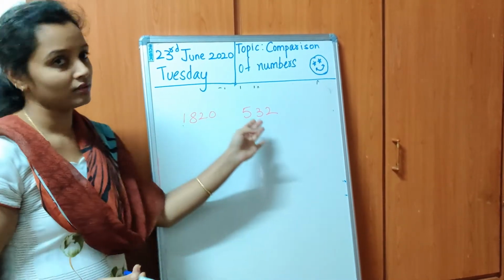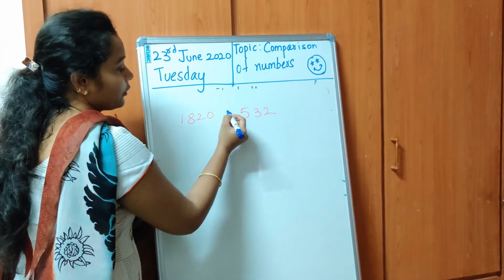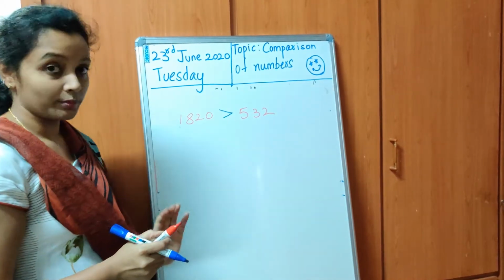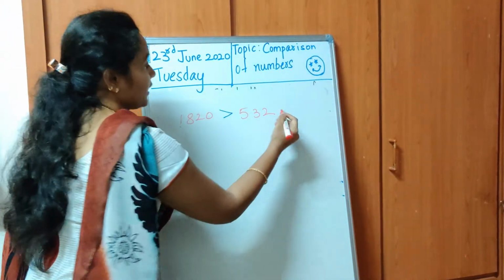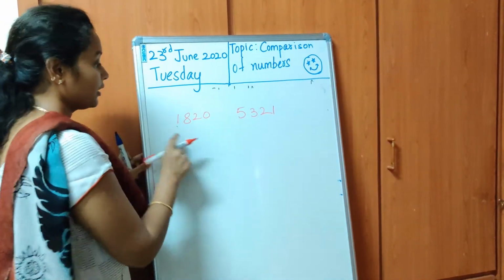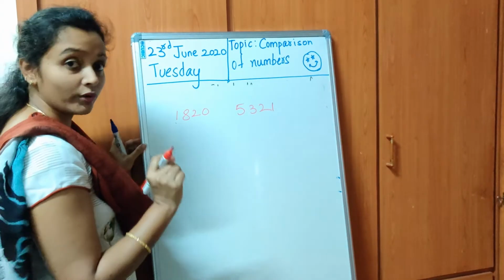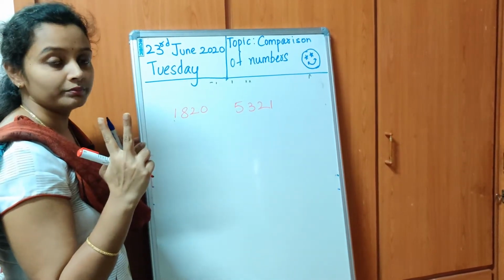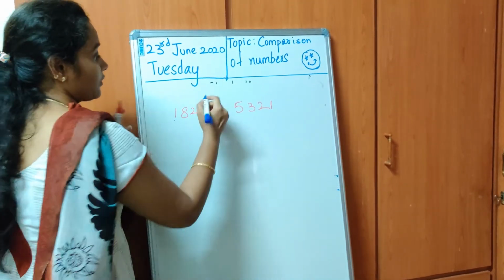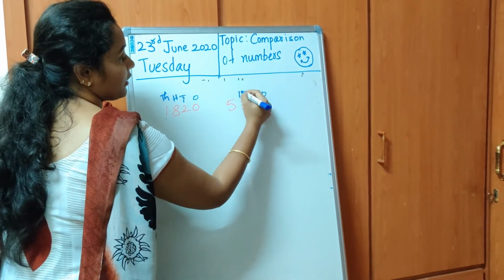So apply rule 1. This is 4 digits and this is 3 digits. So this is bigger, this is smaller. So how do you write? 1,820 is greater than 532. Suppose both sides the digits are equal. Here it's a 4-digit and here also it is a 4-digit number. Then what do we have to do? Apply rule 2. What is rule 2? Check the highest places. Ones, tens, hundreds, thousands.